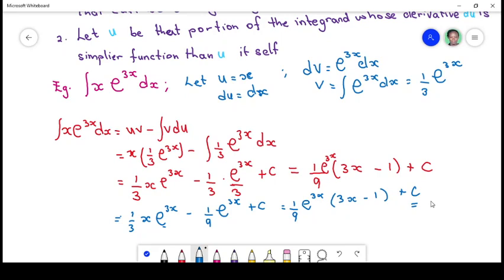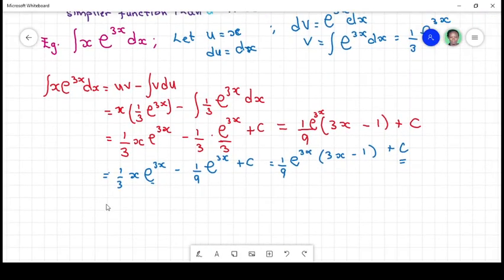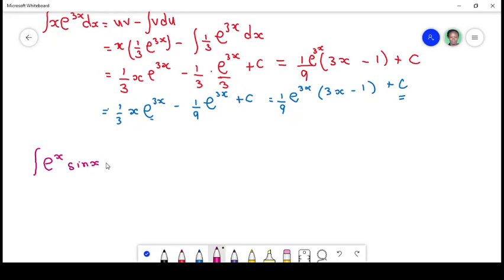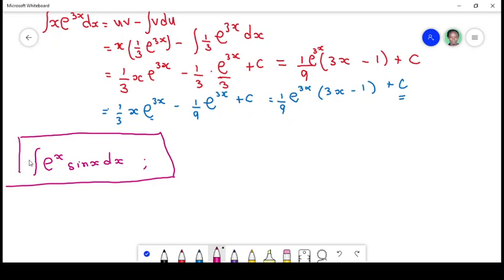So there are so many examples you could look at in learning to choose your u and dv wisely. So why don't you try this at home? And as you try, you can leave your answer in the comments section. So you have the integral of e raised to x times sine x dx. So here you need to choose wisely as well. So try and let's see what you will get.